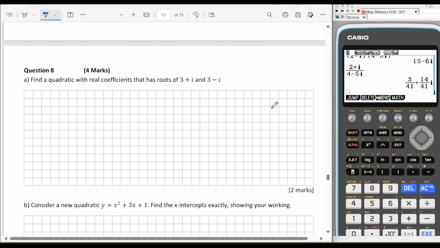Find a quadratic with real coefficients. So we need to use sum and product here. So the sum of the two roots is 3 plus i plus 3 take i, which is 6.